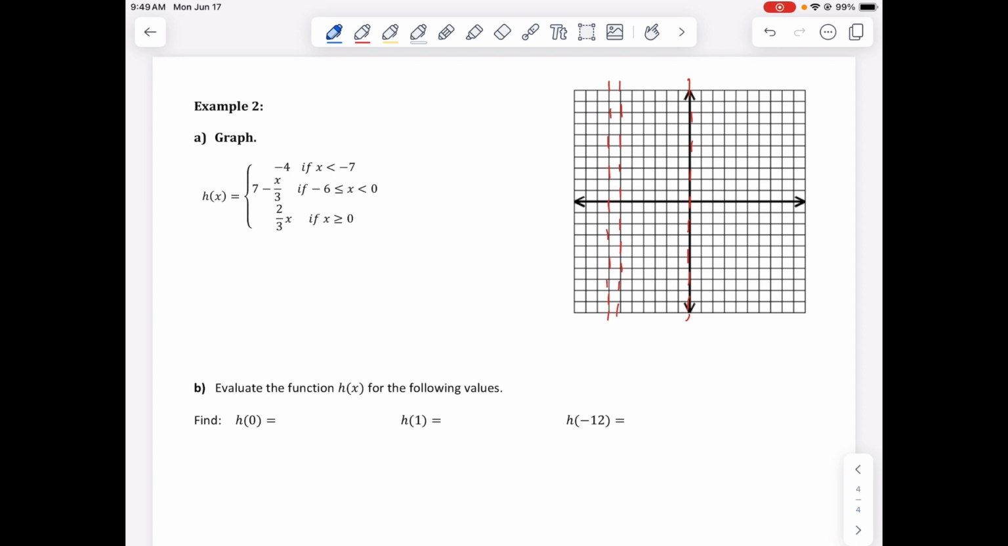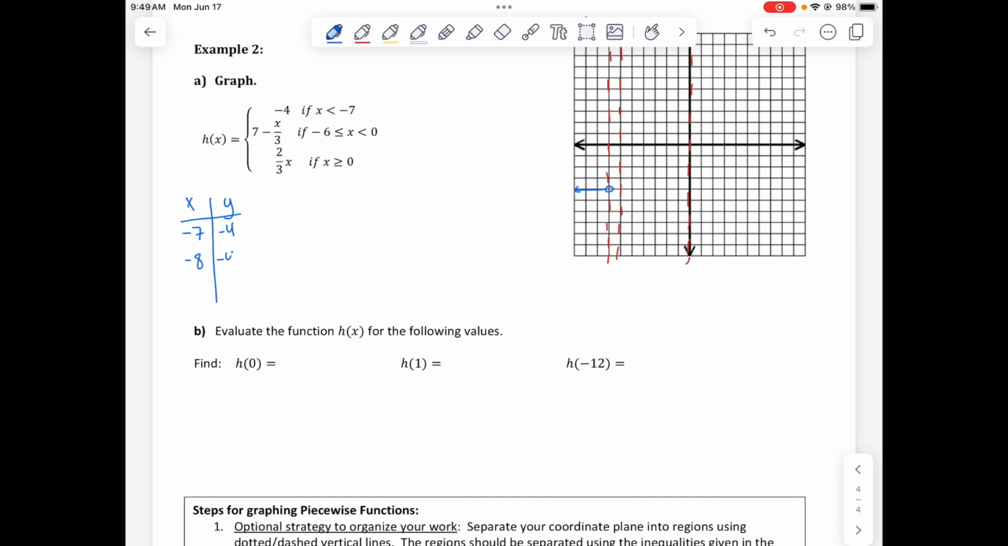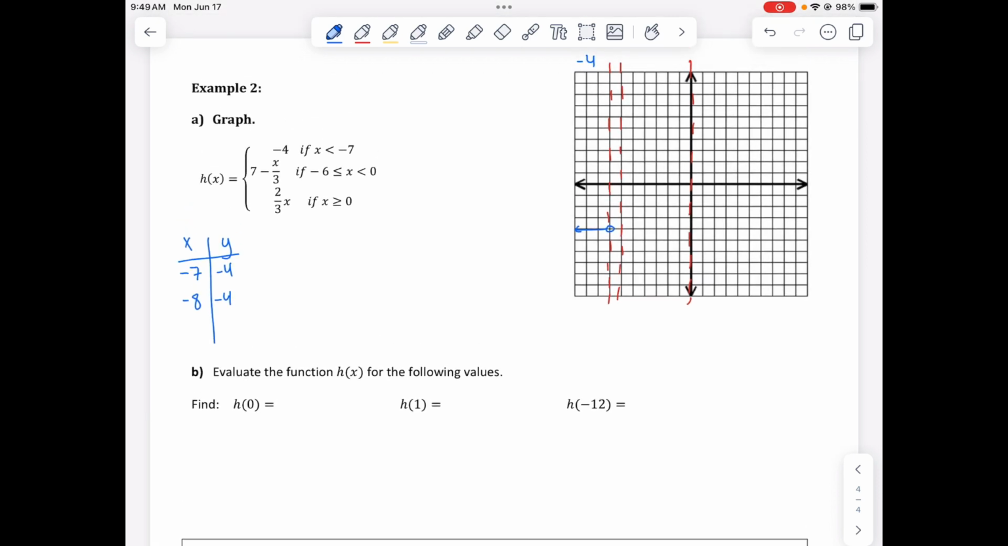So the first section is when y, or h of x, is -4. And I notice here that I'm going to have an open circle. So I could just jump to doing that, knowing that I don't really need to do any calculation. Or for good measure, I could put in my table. So when x is -7, y is -4. That's my boundary point. And then I need another point when x is less than -7. So I'll put -8, -4 there, just to help myself out.